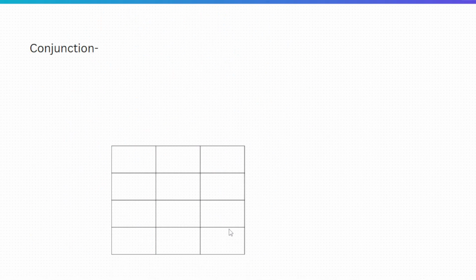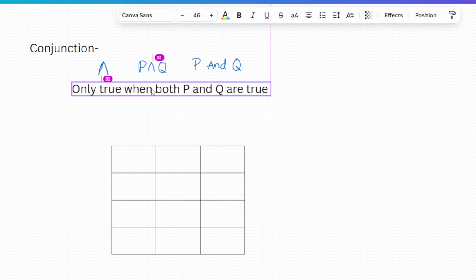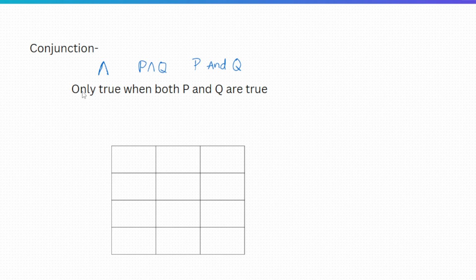Moving on to conjunction. Conjunction is represented by this upside down V, or this arrow pointed up. It's basically saying that if you have P conjunction Q, it's saying P and Q. In this case, our statement is only true when P and Q are both true. Because it's a conjunction, we have to have both of them true.